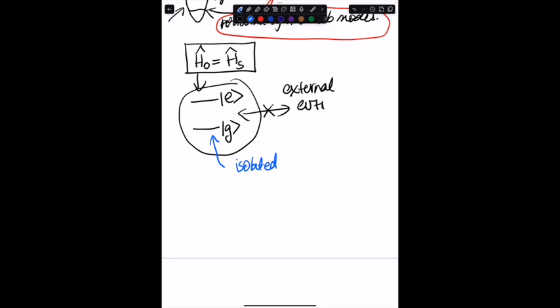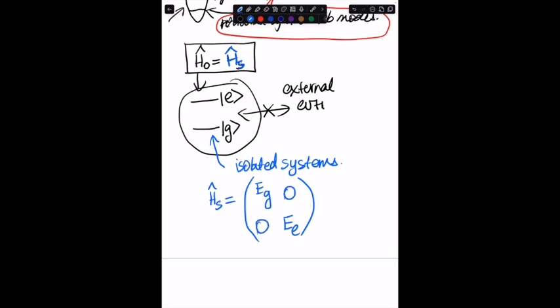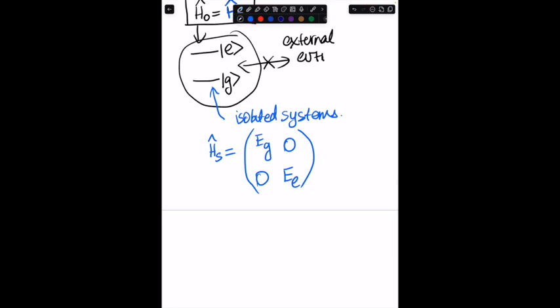So in our initial simple description, we will consider isolated systems where the Hamiltonian is restricted purely to the system Hamiltonian. And in the case of this two-level system, I would describe my system Hamiltonian very simply as the energy of the ground state and the energy of the excited state with no off diagonal terms. So this would be my system Hamiltonian in a very simple case. And there's no bath contributions or system bath interactions in our current formalism.